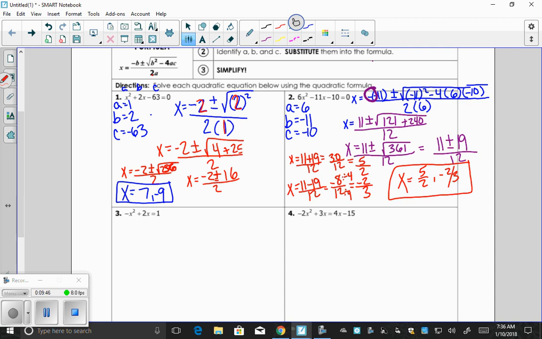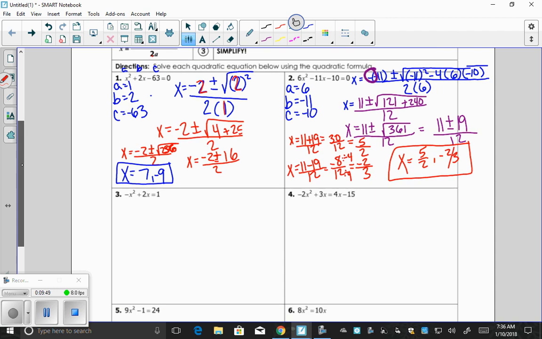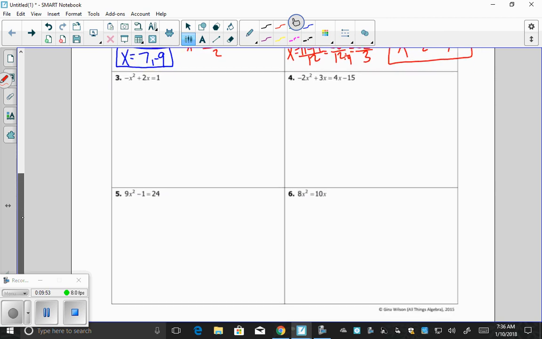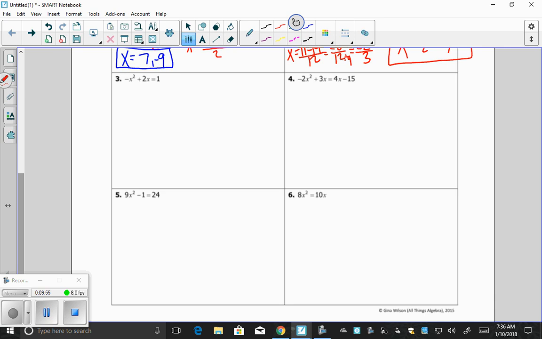So problem 3 is just a little bit different. Everything is not on one side of the equation, so I have to move the 1 before I can start. To get 1 to the other side of the equation, I'm going to subtract both sides by 1, so that I get negative x squared plus 2x minus 1 equals 0. Now I can label my A, B, and C.